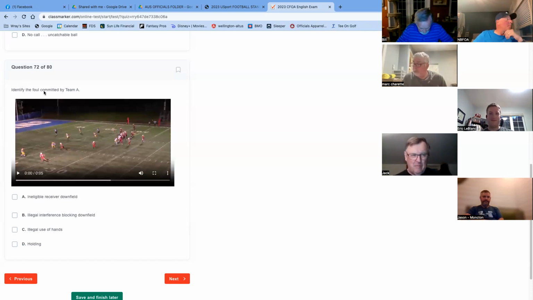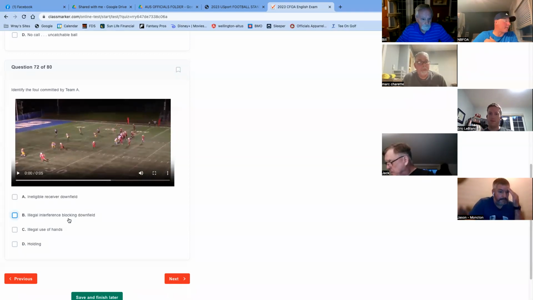So we are moving on to 72. Identify the foul committed by Team A. And we have ineligible receiver downfield, illegal interference, blocking downfield, illegal use of hands, and holding are the options.